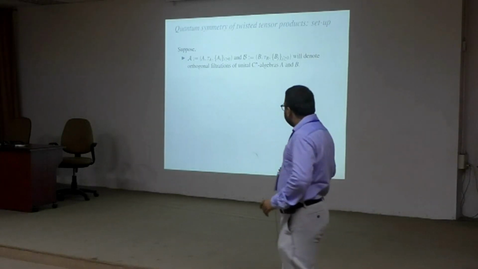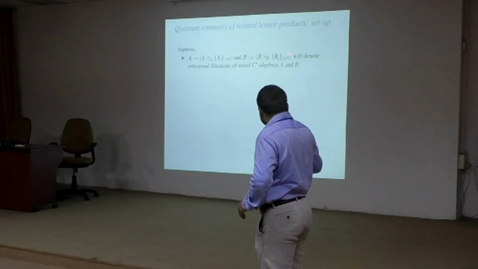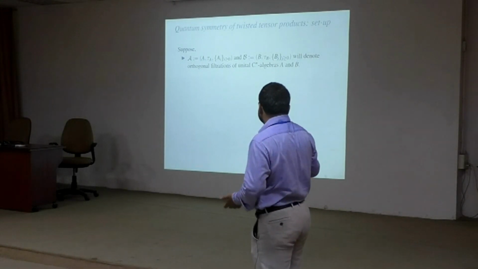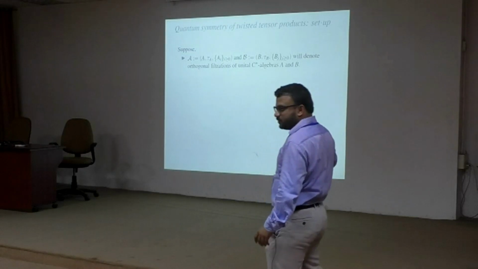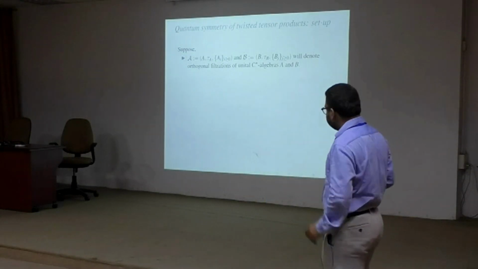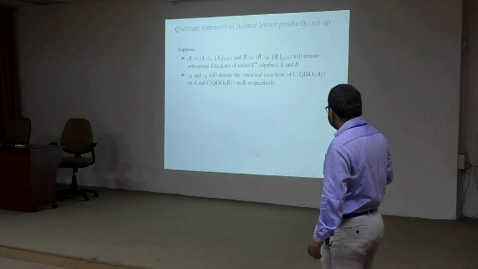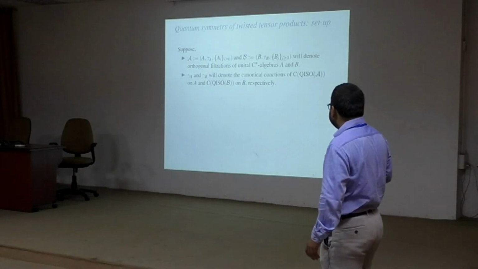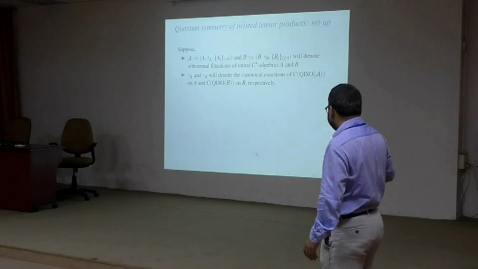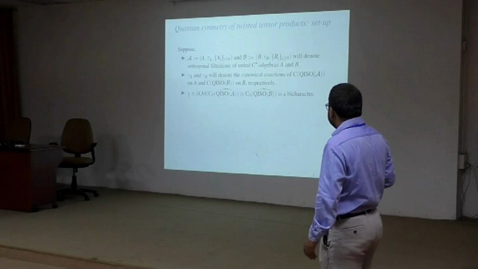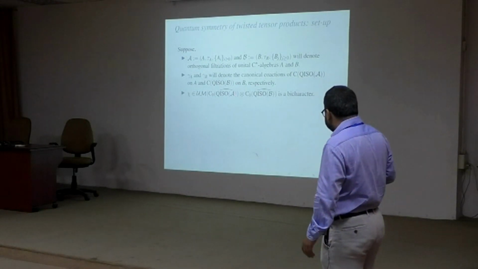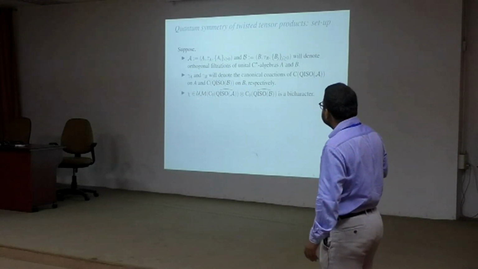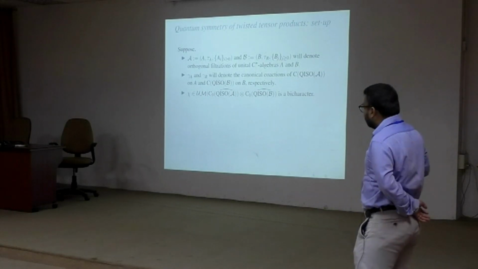So you have two C-star algebras and you have two orthogonal filtrations. Here B is not necessarily a reduced group C-star algebra; it's actually a general C-star algebra. And then you have the standard canonical actions, gamma A and gamma B, the canonical actions of the Q isos. And this is the most crucial assumption: we assume there is a bicharacter in the dual.